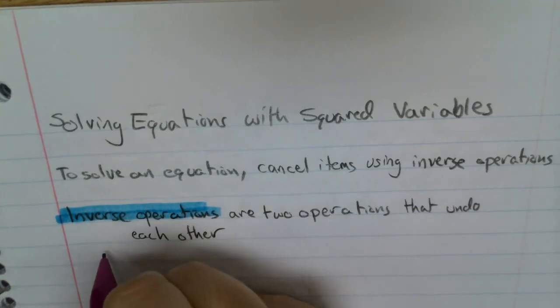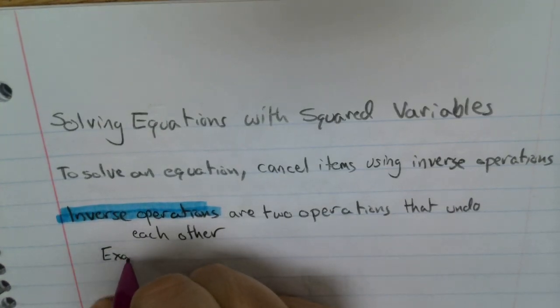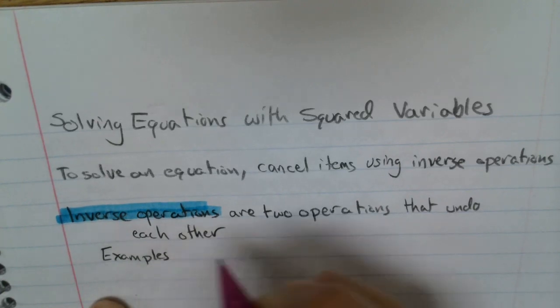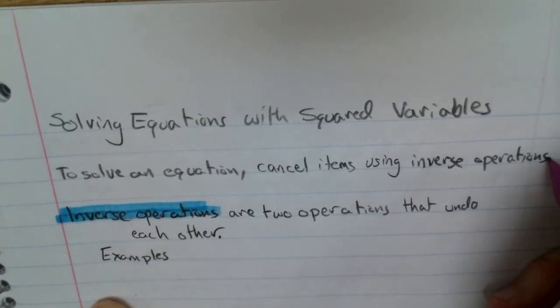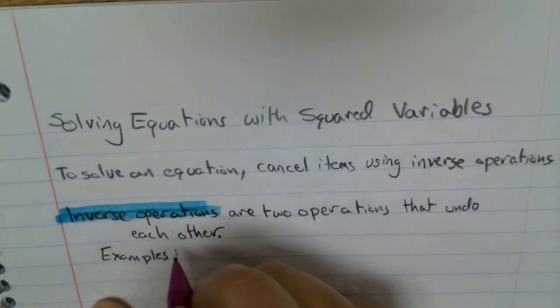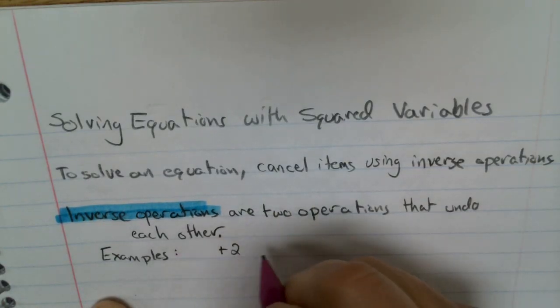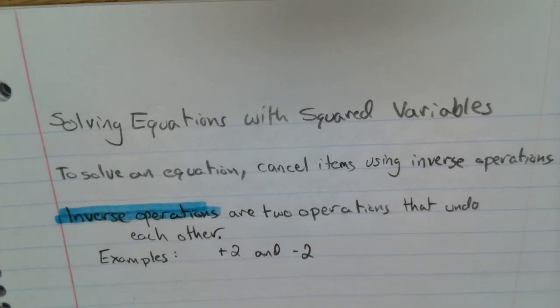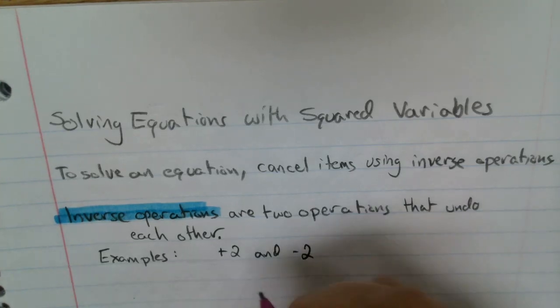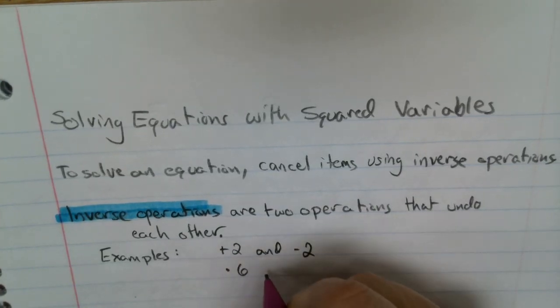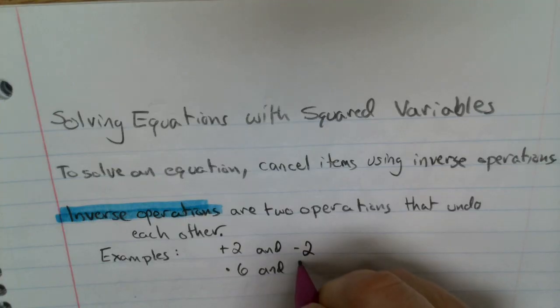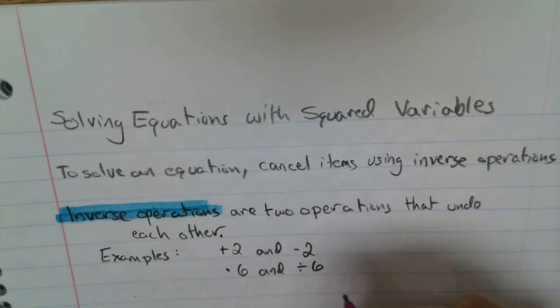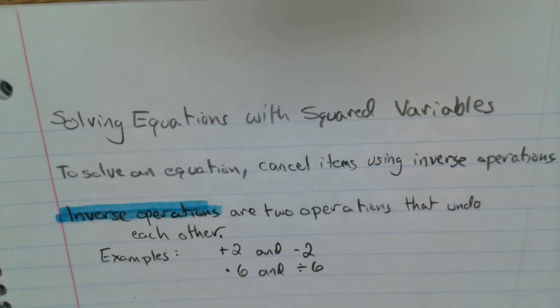Here are some examples. Plus 2 and minus 2. Those are inverse operations. If I do them both, they basically cancel each other out, and there's no change made. Times 6 and divided by 6. If I take a number, multiply by 6, and then divide it by 6, those two operations will undo each other, and I'll end up with the original number.